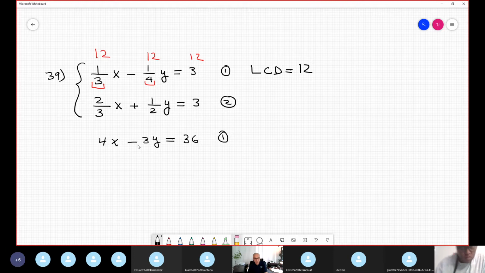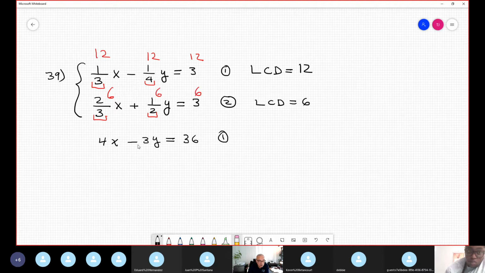The first thing you should do is clear the fraction. How? Multiply the entire equation by the least common denominator. In this case, the least common denominator is 6, because the numbers involved in the problem are 3 and 2, and 3 and 2 together is 6. And you multiply 6 here, here, and here.